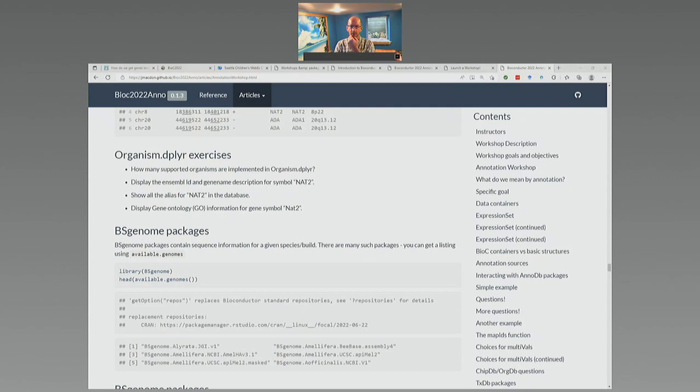Aside from looking up all annotation data packages in Bioconductor, there are resources that describe essential annotation databases so that we can easily find them. So, Alex, your question about finding all the stuff.